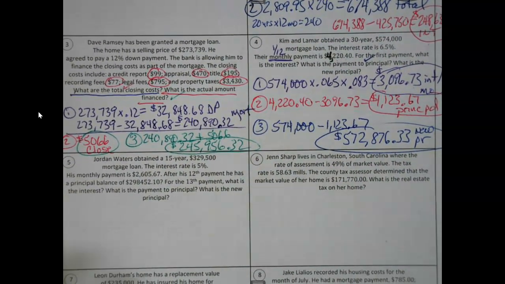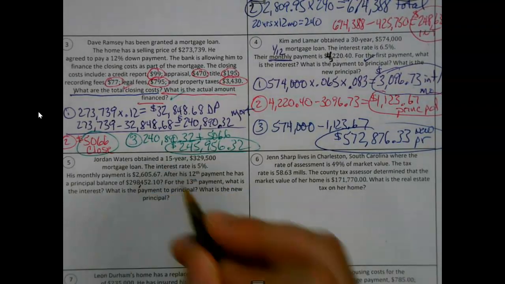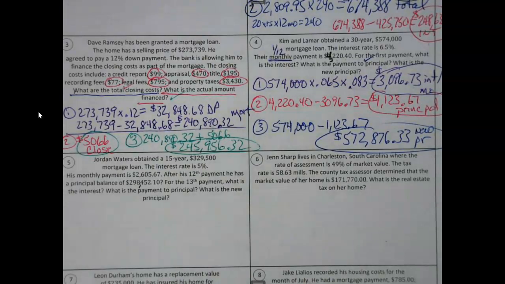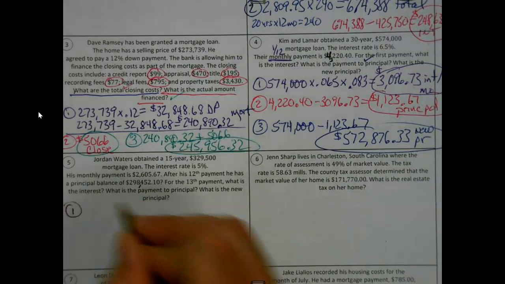All right, halfway home. Jordan, 15-year, $329,500 mortgage, interest rate's 5%. Monthly payment is $2,605.67. After the 12th payment, he has a new principal balance of $298,452.10. For the 13th payment, what's the interest? Ooh, okay. Here come the parts again.